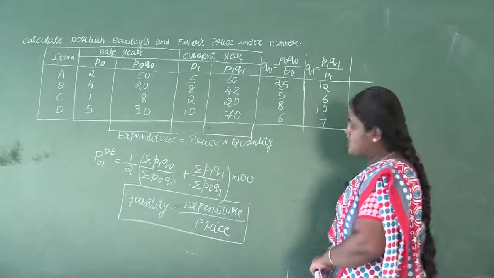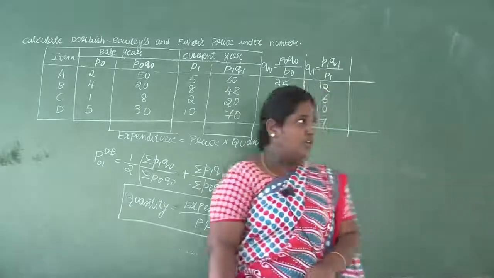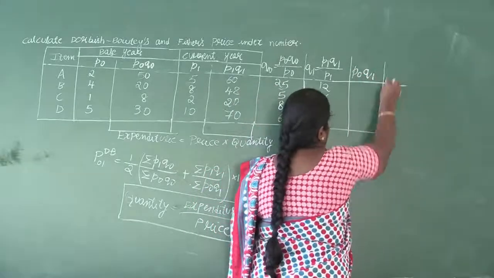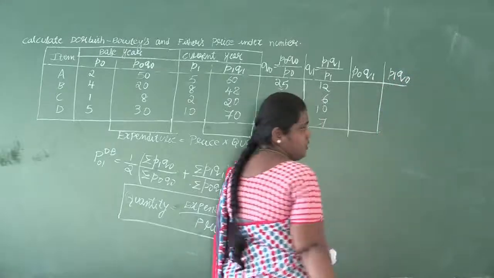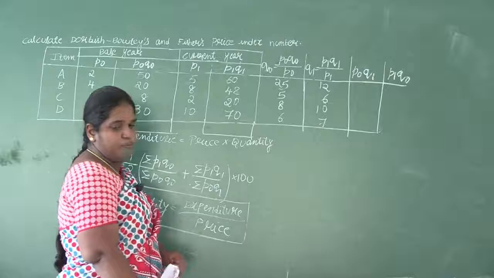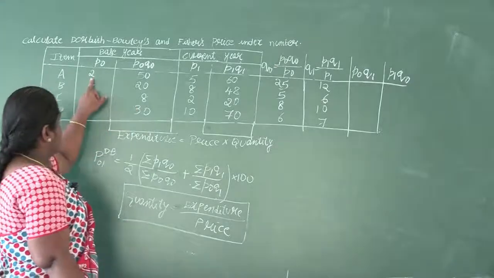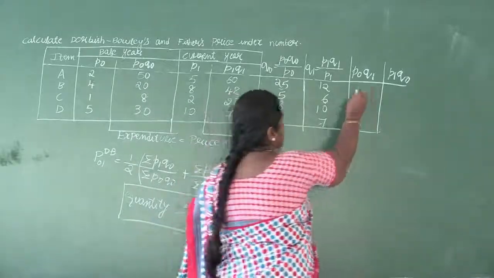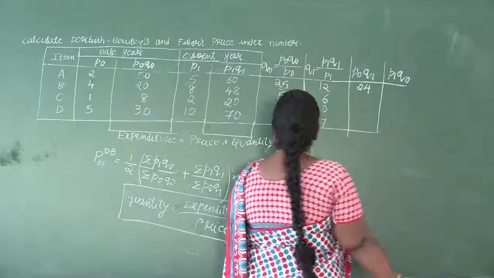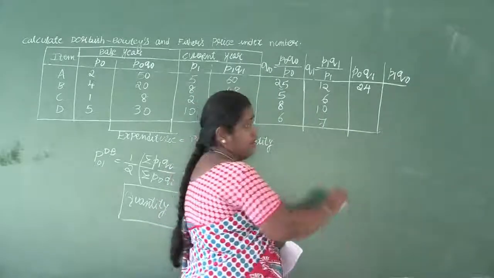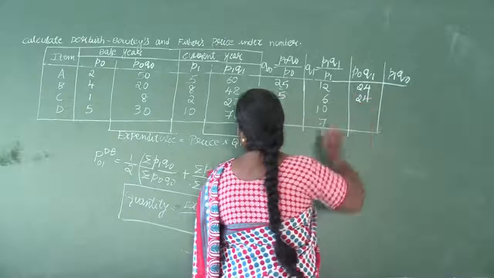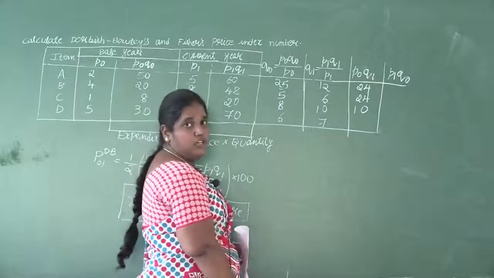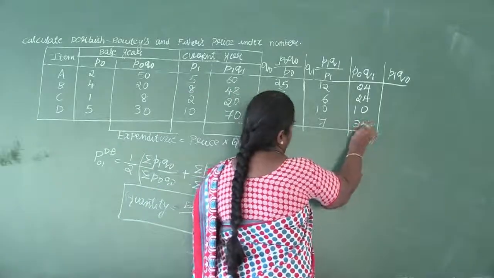When we have Q0 and Q1, we can multiply P0 and Q1, then multiply P1 and Q0. First we multiply P0 Q1. What is the P0 value? 2 into Q1, which we found to be 12. So 2 into 12 is 24. Then the second value, 4 into 6, again 24. 1 into 10 is 10. Then 5 into 7 is 35.